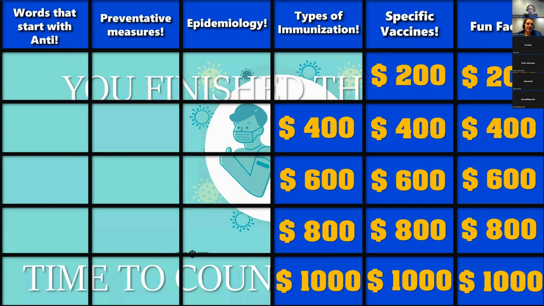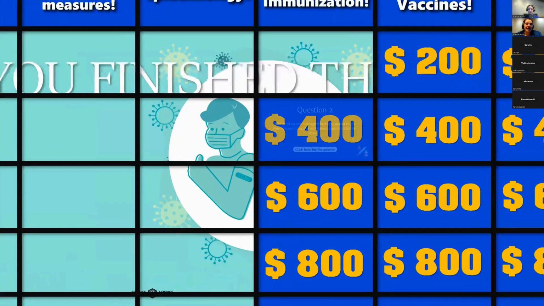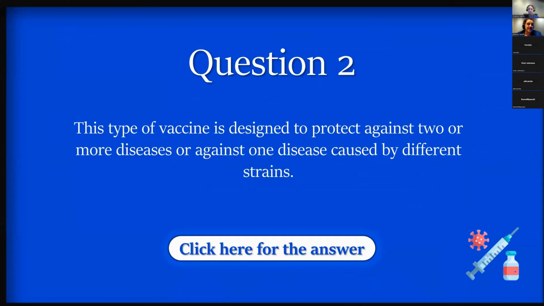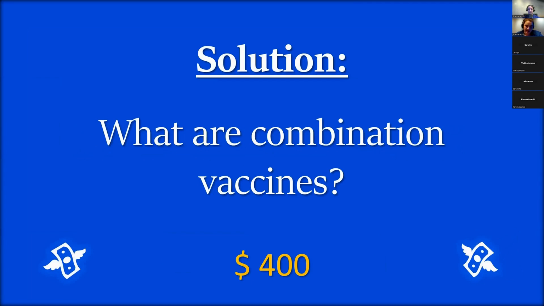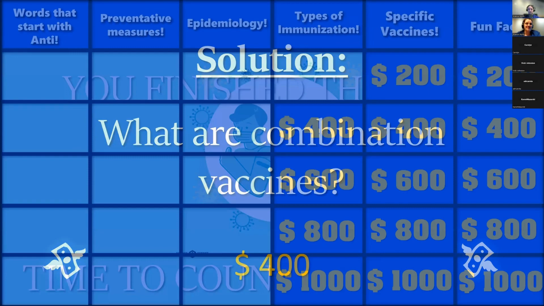For our second question in the types of immunization category, this type of vaccine is designed to protect against 2 or more diseases or against one disease caused by different strains. So what is this called? If you answered what are combination vaccines, good job. You can give yourselves $400 for that question.